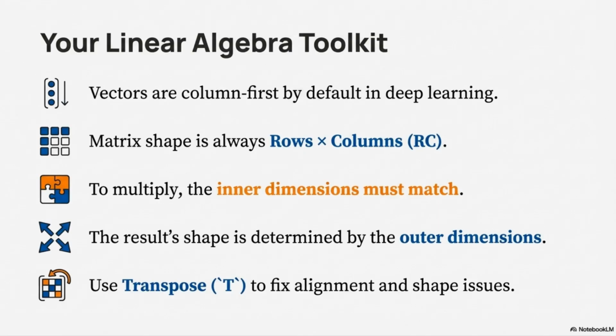Here we summarize the key rules you should carry with you. First, in deep learning, we normally treat vectors as columns by default. Second, matrix shape is always described as rows by columns. Remember the letters R and C, in that order. Third, for matrix multiplication, the inner dimensions must match, or the operation is invalid. Fourth, the shape of the result is determined by the outer dimensions. And finally, we can use transpose to flip rows and columns whenever we need to fix alignment or adjust the output shape. If you keep these 5 ideas in your mental toolkit, most shape errors will become easy to diagnose.